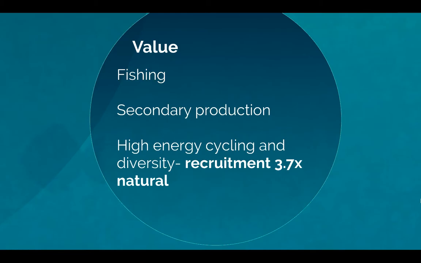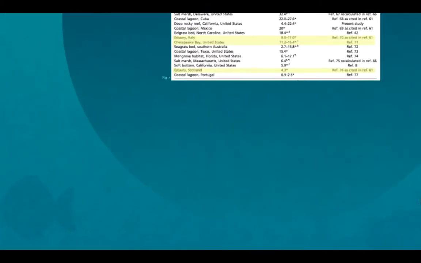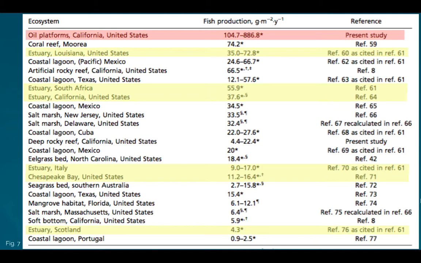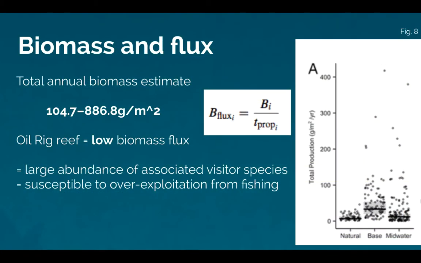You can see here that the oil rig reef is the most productive, followed by many estuaries, both extremely important habitats for global carbon cycling. Using modeling, the study found the reef to have a high total annual production, between 100 and 900 grams per meter squared of biomass, but it had a low biomass flux. The flux is the total biomass of a species that visits the reef at any given point in a year, but shows a small ratio, which means a large abundance of associated visitor species and the reef's susceptibility to overfishing.